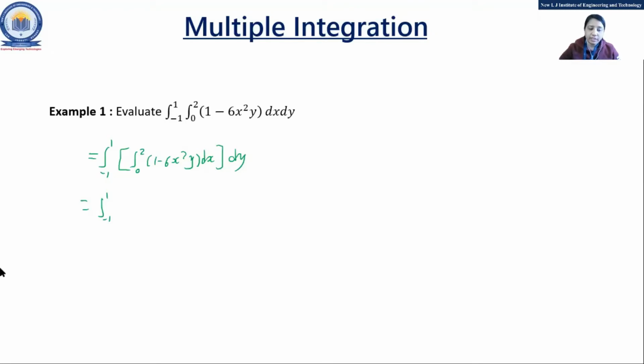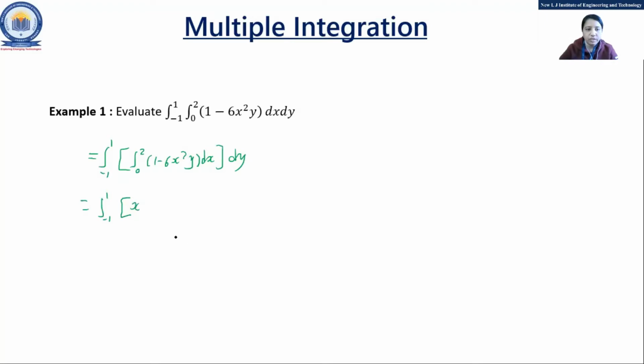What is the integration of this one? 1 minus 6x square y. So for 1, it would be x, right? Because integration of 1 dx is x. Yes, x minus 6x square y. So for that, 6x square y, what are you supposed to write? Okay, 2x cube y. Yes, 2x cube y.